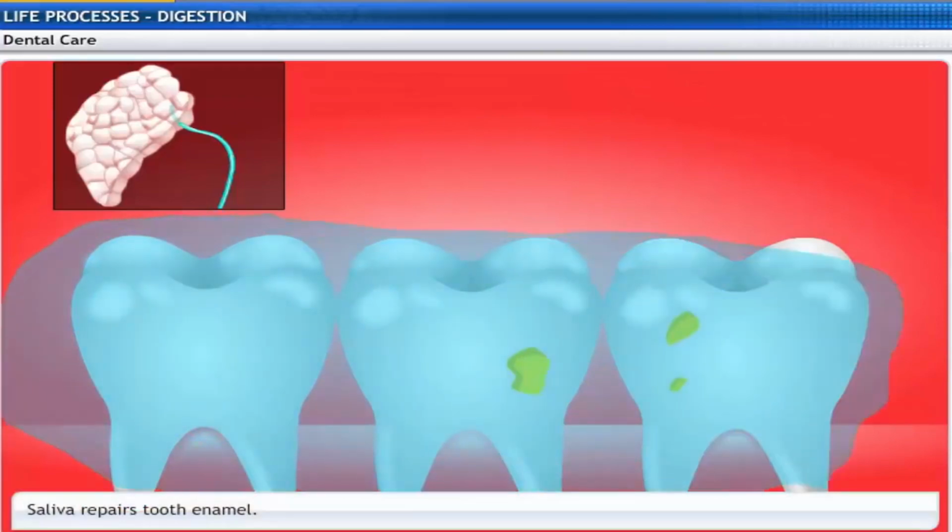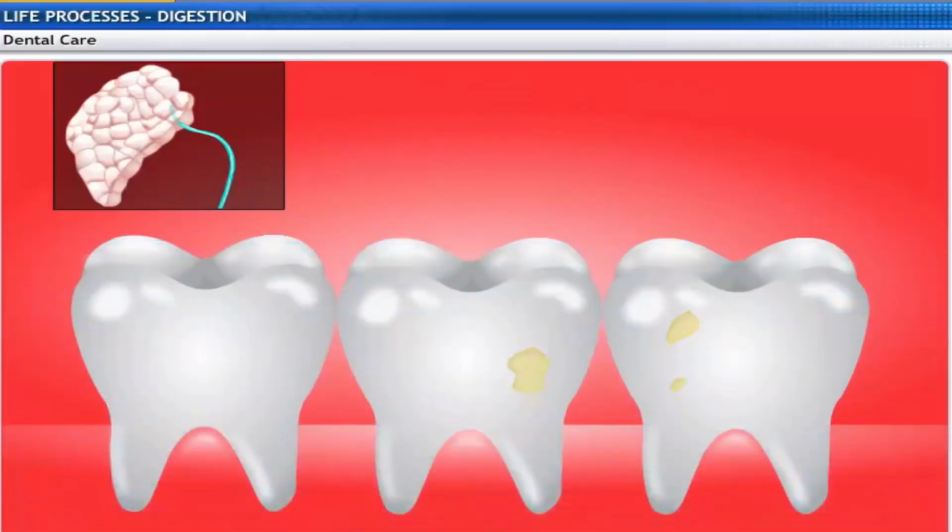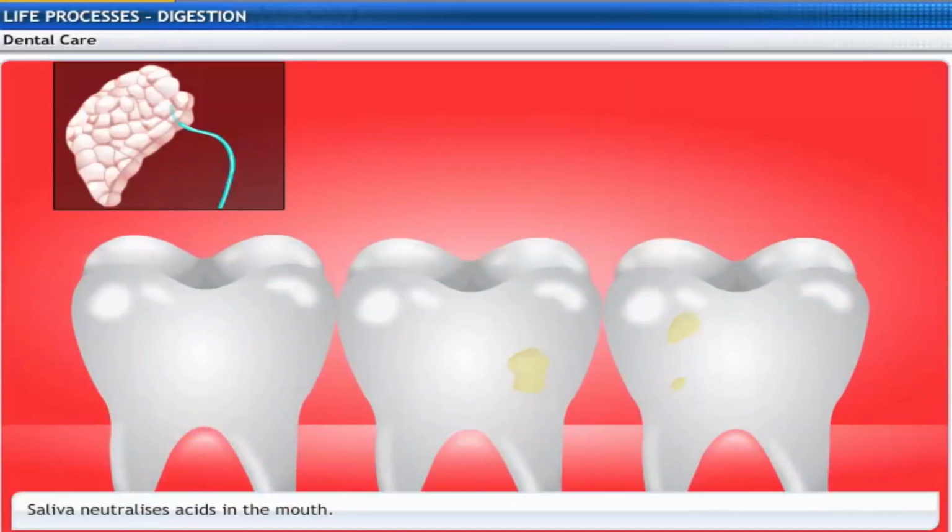Saliva contains minerals that are used to repair tooth decay. At the same time, the buffering agents in saliva neutralize the acids and prevent further decay.